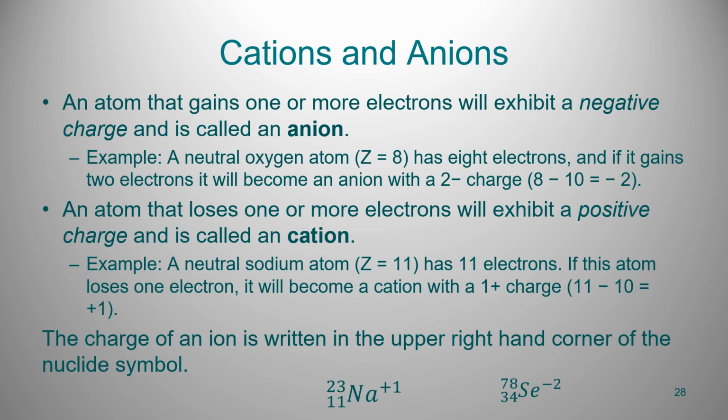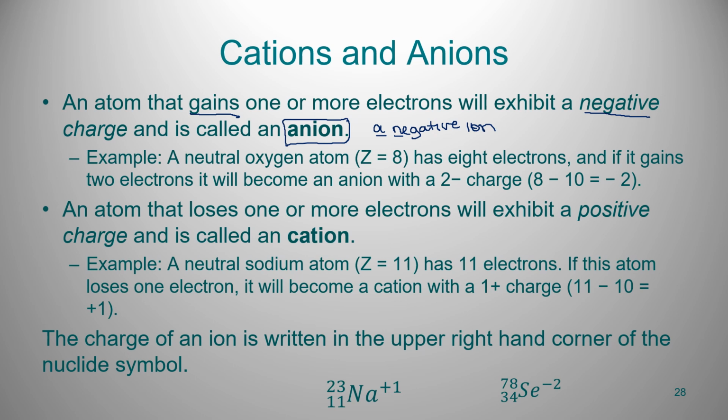So again, let's just look at it a little bit more. It turns out that if an atom gains one or more electrons, because it has more electrons than protons, it will become a negative charge. Negatively charged particles are called anions. So the way I can remember this is it's a negative ion, anion. An anion is negative.